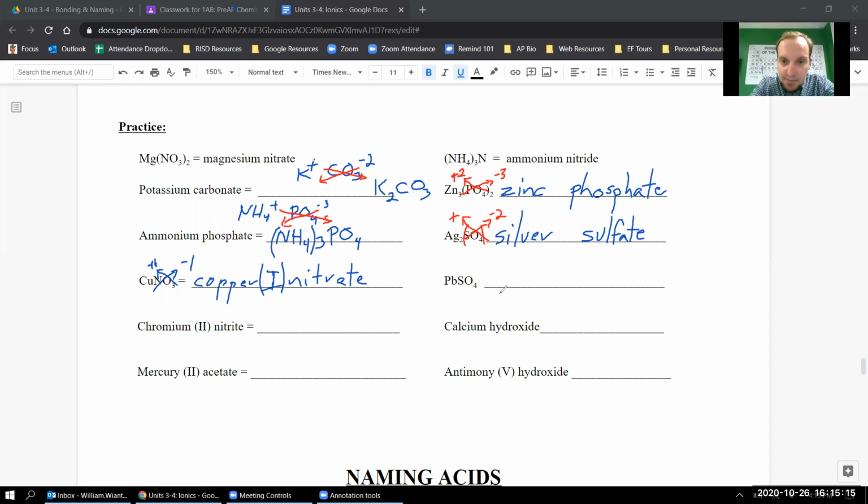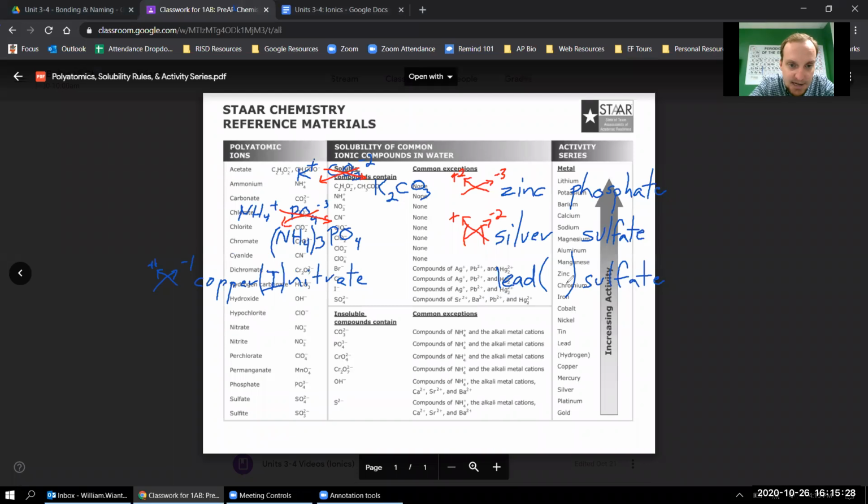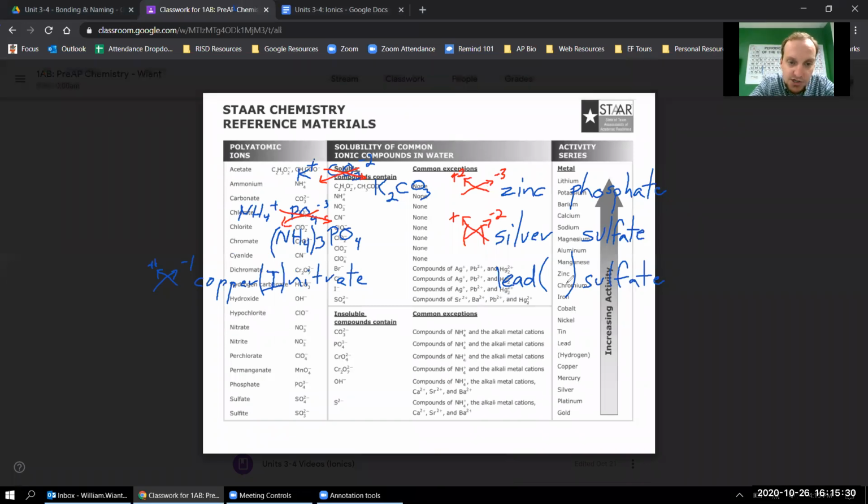So what we have here is PbSO4. Pb is lead. SO4 is sulfate. Again, lead is underneath the staircase. It does require a Roman numeral. Let's go ahead and check from the chart. Sulfate, down here at the very bottom, notice the -2 charge. SO4 with a -2 charge.